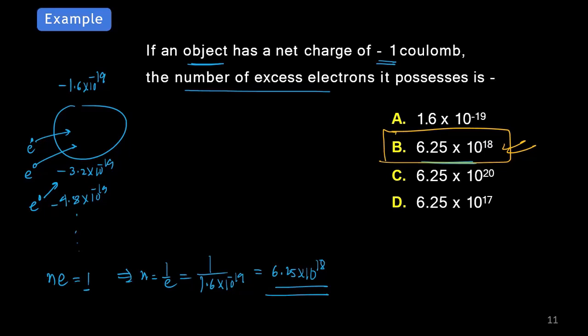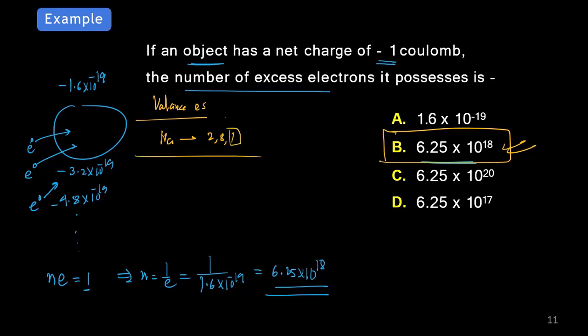Whenever I say that an electron has to be added or subtracted, I am only considering the electrons which are valence electrons. So what is a valence electron? Valence electrons are the electrons orbiting in the last orbit. Let us say I am considering one sodium atom. For sodium, the electron configuration is 2, 8, 1. So this 1 is the valence electron.